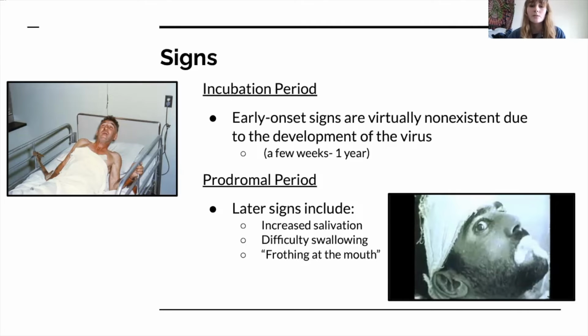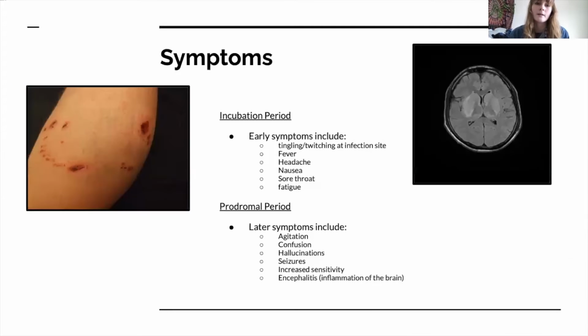But the later signs will include increased salivation and difficulty swallowing, which is what we discussed earlier with it being a hydrophobic disease. Basically, when you're producing saliva and swallowing, you'll have these esophageal spasms because the disease is hydrophobic, and that can be due to the phospholipid bilayer with the lipids. And you'll also see frothing at the mouth, again, because you can't swallow, all that saliva is going to come right back up.